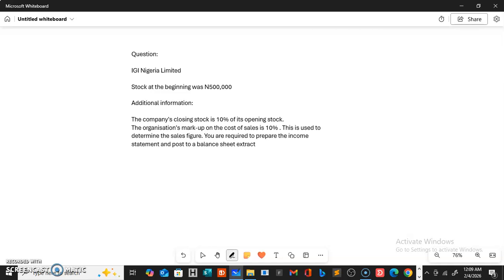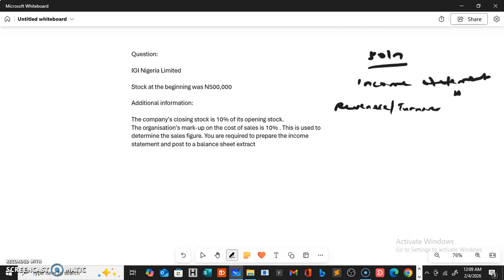So for us to be able to prepare this, let us say solution. We have our income statement. We have revenue, or turnover. So let's put it this way. We have less cost of sales, and then we're going to have our gross profit.